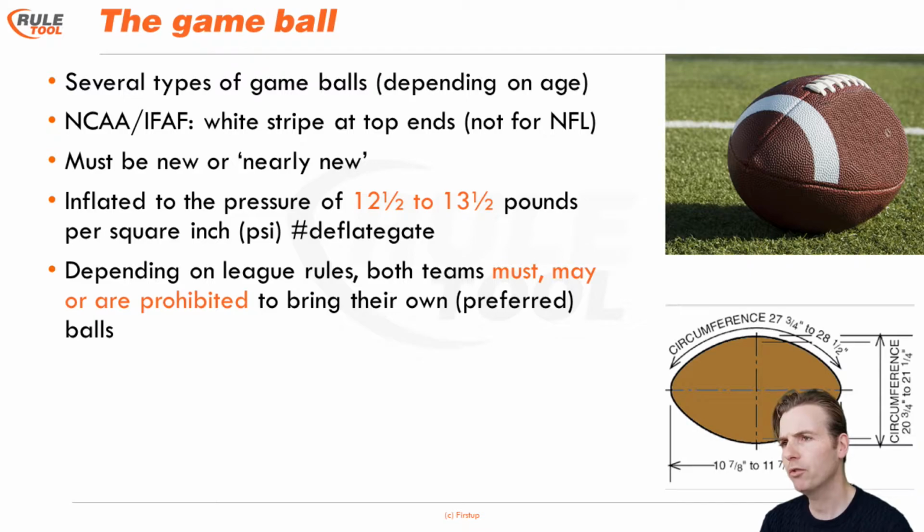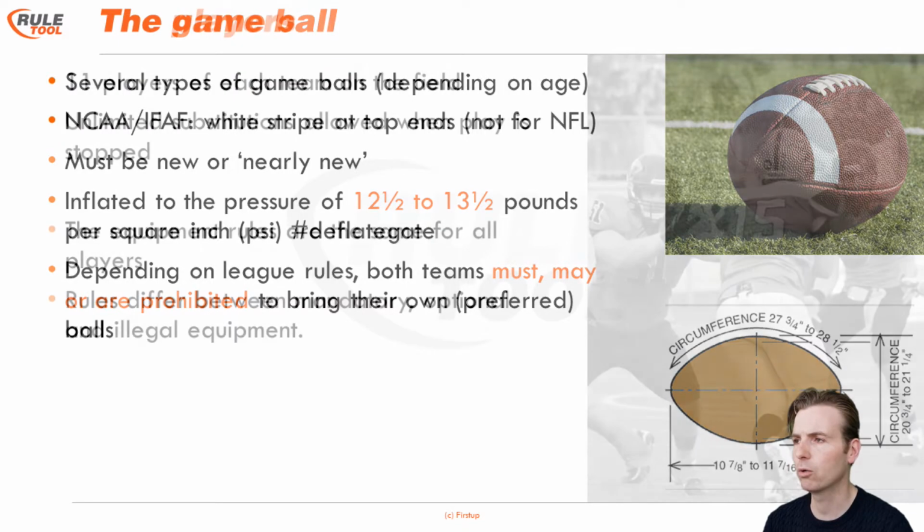There are several types of game balls depending on the age to play. The size of the ball is then different. For NCAA and IFAF, the ball needs to have a stripe at the top ends. The NFL balls do not have a white stripe like that. The ball must be new or nearly new, and must be inflated to 12.5 to 13.5 pounds per square inch. Depending on the league you're playing, the home team or the organizing team or both teams must bring, or are prohibited to bring, their own game balls. So that's something to check locally.